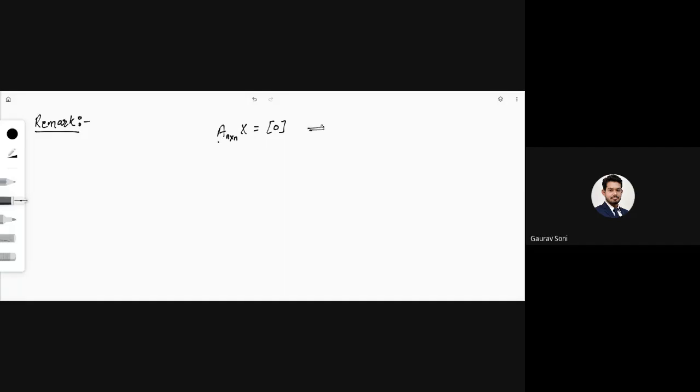This type of system of equations is called... anyone, do you know this? What we saw till now is Ax equal to b as the system of equations. Now I'm saying that don't consider this b arbitrary, make it 0. Such a system of equations is called a homogeneous system of equations.